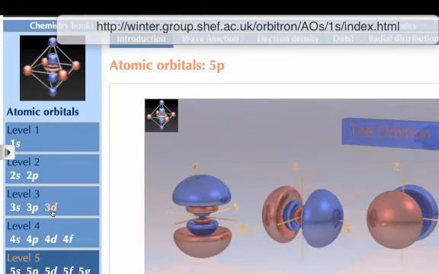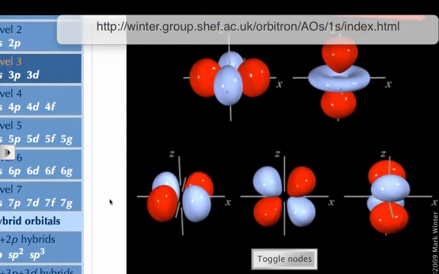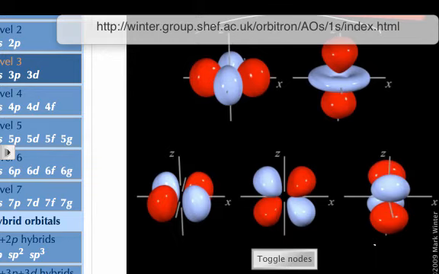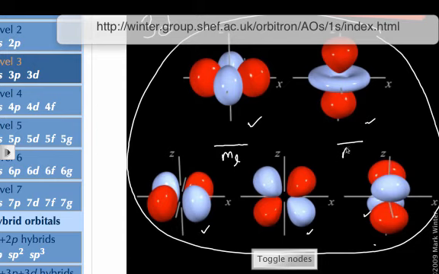Let's look at the d. The d is kind of this clover leaf shape, except for one weird one. So this is a d sublevel. So all of this represents a d sublevel. In this case, it's an n equals 3 d sublevel. There are 5 ways to orient it. So there are 5 m sub l orbitals here.